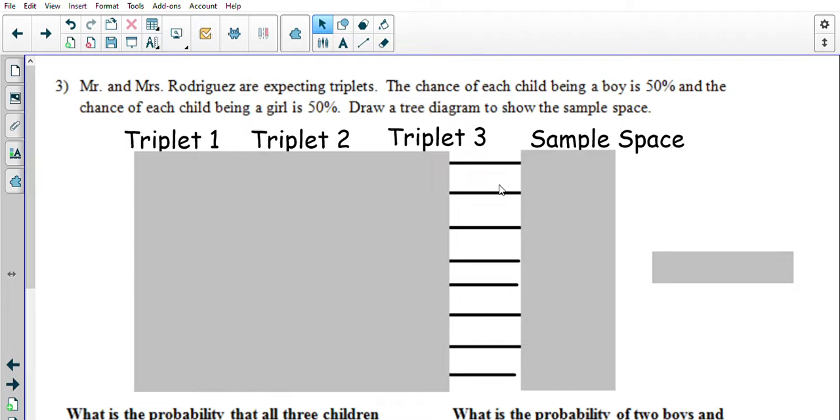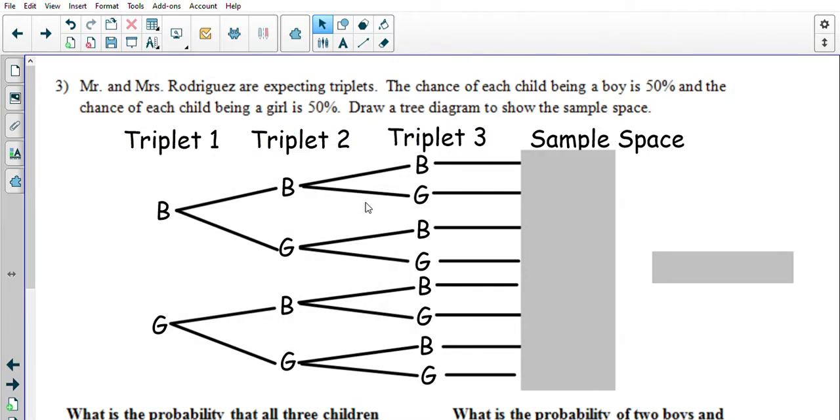So if we have triplet 1, triplet 2, and triplet 3, those are my events, our 3 children that are being born. So instead of having H and T down below here as my outcomes, it's B and G. B for boy, G for girl. So the first triplet could be either a boy or a girl. Second triplet off of each of these guys will be boy or girl. And then off of each of these for triplet 3, the third triplet could be a boy or a girl as well.